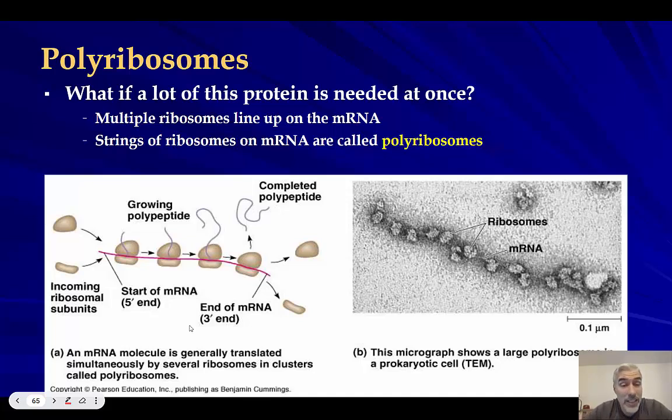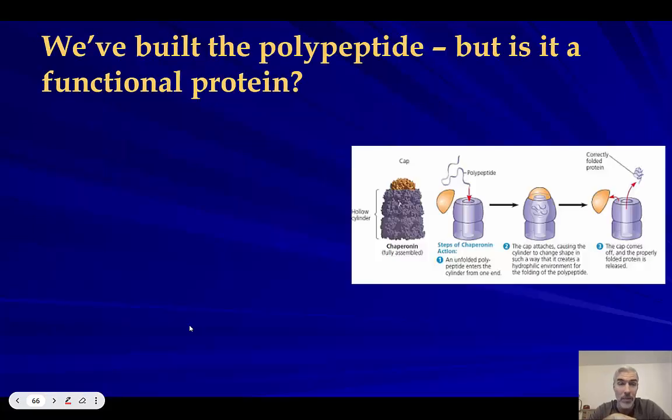So if a lot of protein is needed at once, what you can do is attach multiple ribosomes to that mRNA quickly. You saw that in prokaryotes. You can do that in eukaryotes too. It's just you don't have transcription and translation occurring simultaneously. But you can have this happen in eukaryotes as well. So we can make lots of proteins from one mRNA molecule. And that's called a polyribosome because, again, there's multiple ribosomes on one mRNA.